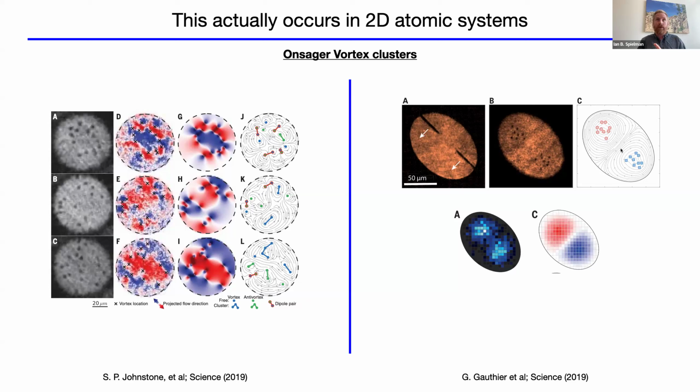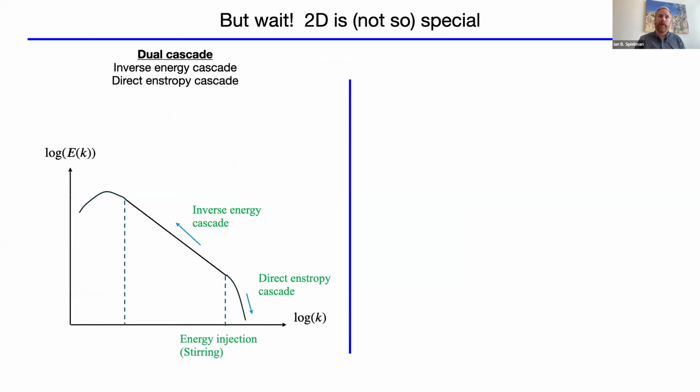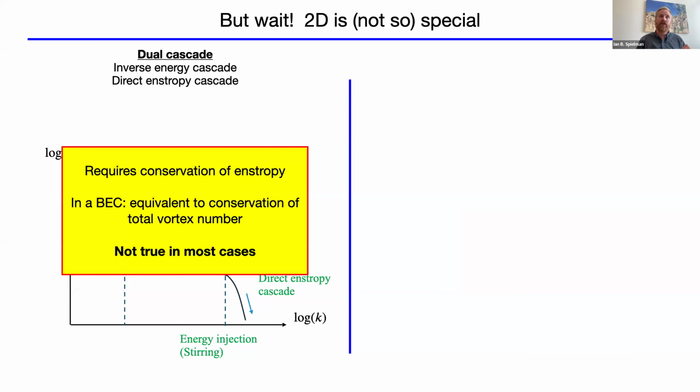Okay, so yet I tell you I'm expecting regular Kolmogorov physics and a direct cascade. So what's missing here? What's missing is that this picture requires a conservation of this quantity entropy. And our system does not have a conservation of this quantity. In fact, because our vorticity comes in the form of quantized vortices, this quantity essentially counts the number of vortices, not the sum of the sign, just the number of vortices. And in most cases, vortex number is not conserved.